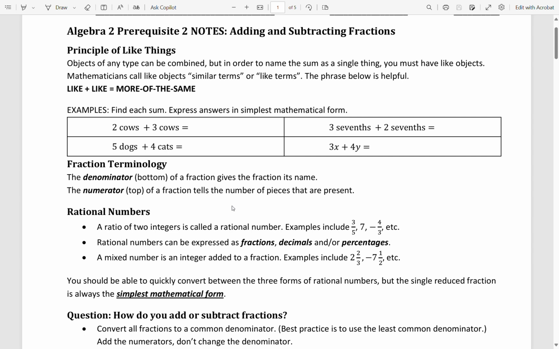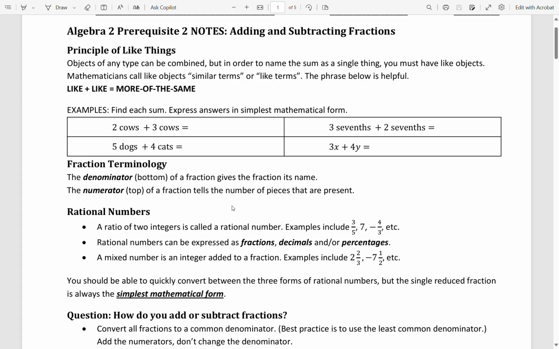Today we're going to talk about adding fractions. You should remember the basics of adding fractions from elementary and junior high school, but I want to emphasize a few things that will be especially important as we move towards purely algebraic fractions. And the first thing that I really want to emphasize is the idea of like natures.